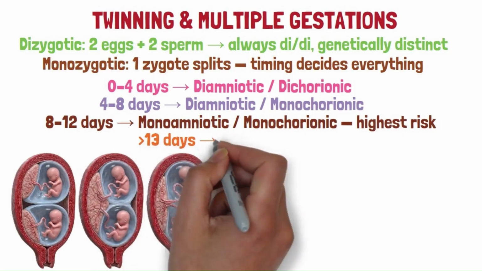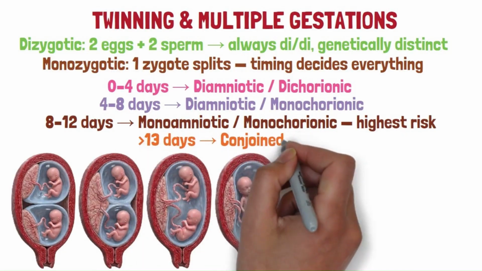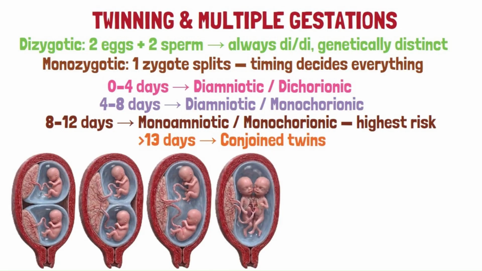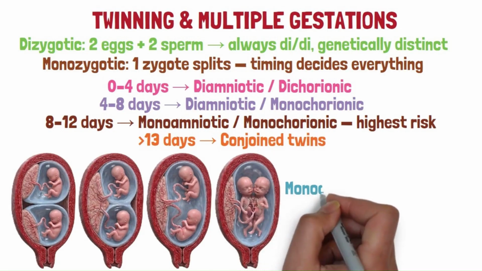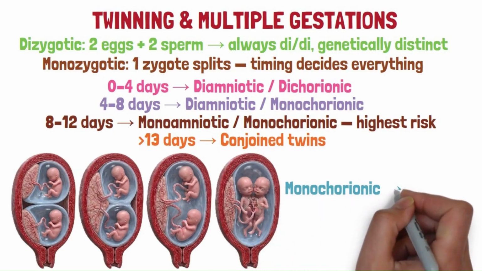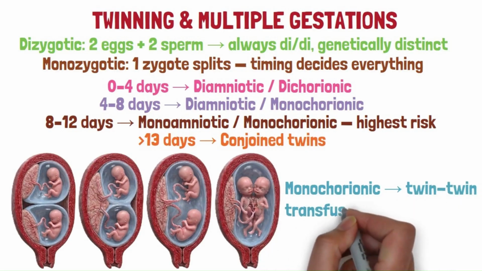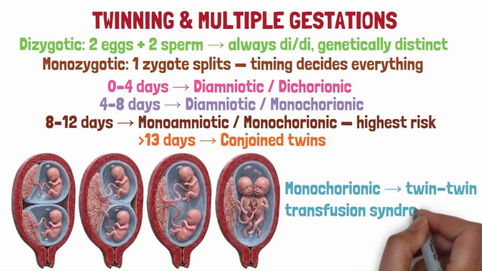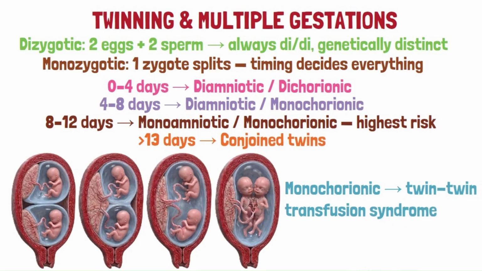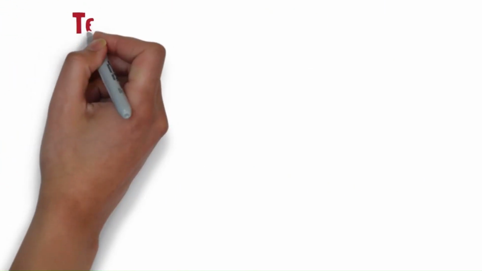And if the split happens after day 13, once the primitive streak has already formed, the split is incomplete and you get conjoined twins. It's worth remembering too that any monochorionic twins share placental blood vessel connections, which puts them at risk for twin-twin transfusion syndrome, where one twin gets too much blood flow and the other too little.